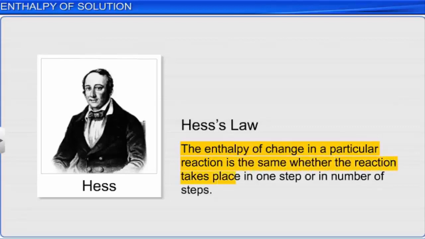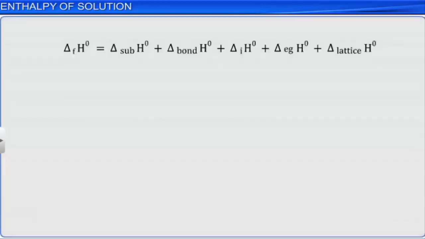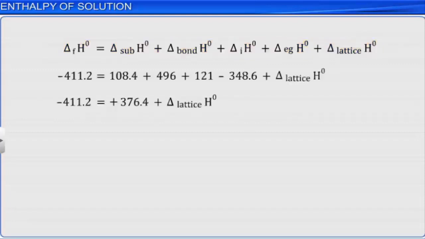Thus, enthalpy of formation equals enthalpy of sublimation of sodium plus enthalpy of dissociation of chlorine plus enthalpy of ionization of sodium plus electron gain enthalpy of chlorine plus lattice enthalpy. On substituting the values of all the enthalpies, we get the value of lattice enthalpy as minus 788 kilojoules per mole.